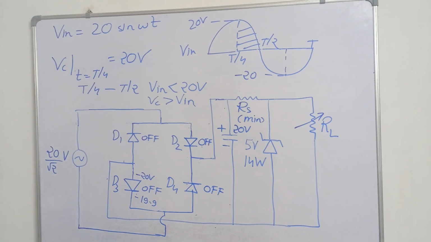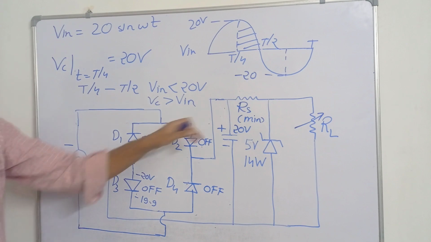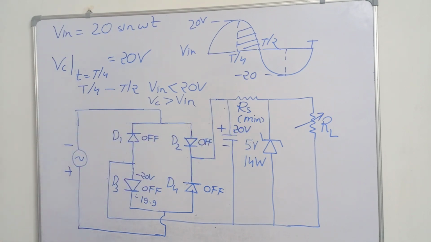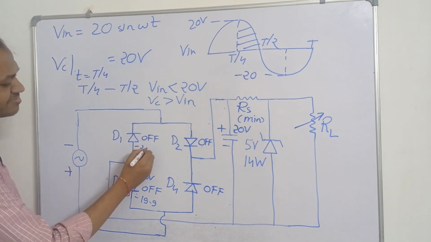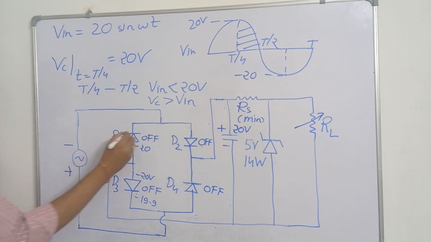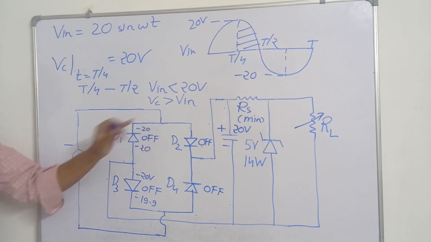Again in the negative cycle, this will be plus, this will be minus. So again in the negative cycle the capacitor voltage is remaining constant, so all the diodes will remain off, because say this voltage is minus 20, this voltage can be maximum minus 20.